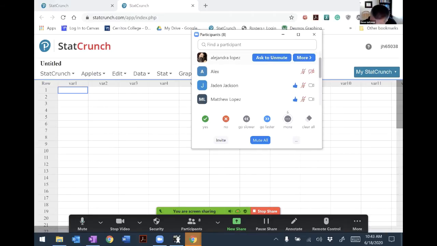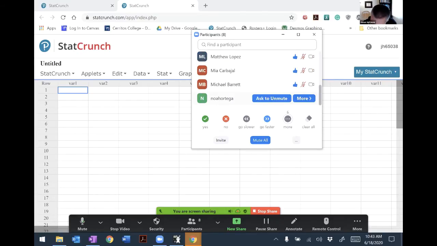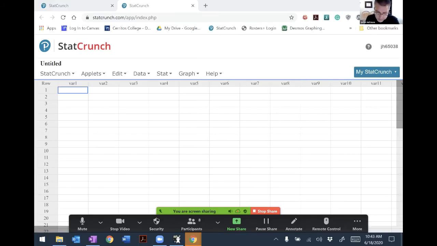So we have Jaden and Matthew and Mia and Michael and Noah. Okay, awesome. Everybody's at StatCrunch. Perfect. Okay, so now I'm going to enter in those two data sets.